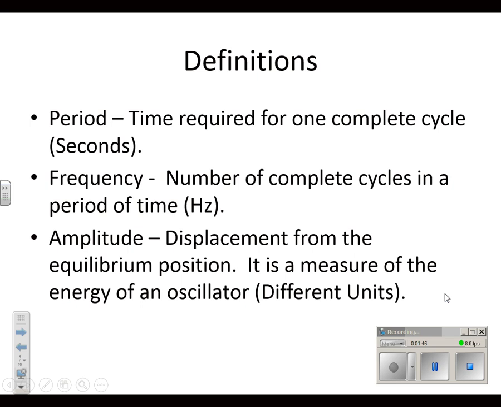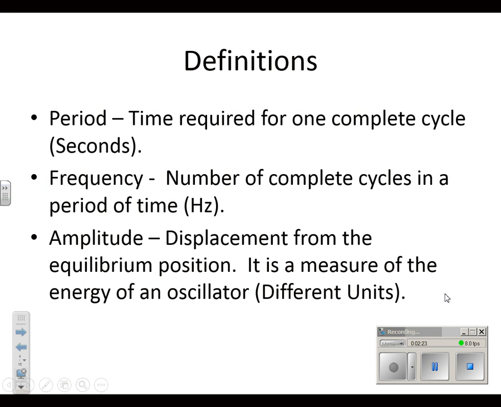Now, some other definitions that you need: you need to know what a period is. A period is the amount of time required for one complete cycle. Periods are measured in seconds. Then we have frequencies, and these are the number of complete cycles in a period of time. They're going to be measured in hertz. Now on your formula chart, period is represented with capital T, and frequency is represented with the lowercase f. So you'll need to look on your formula chart and see if you can find those formulas. There are multiple formulas that have period and frequency in them.